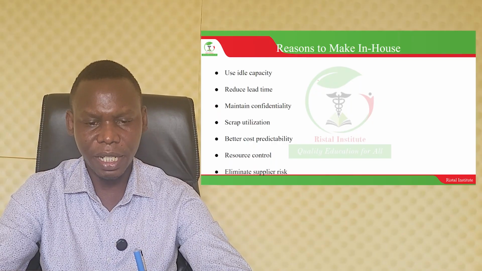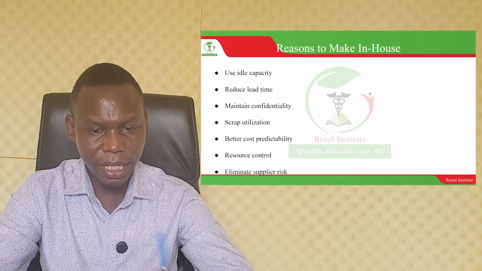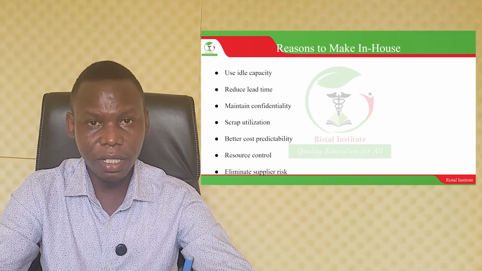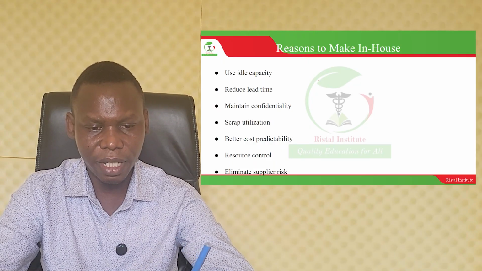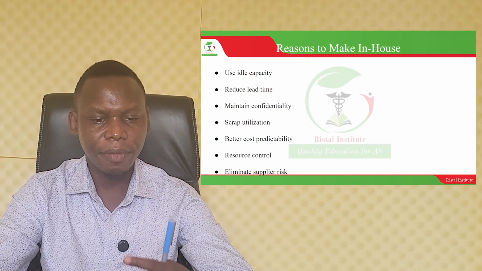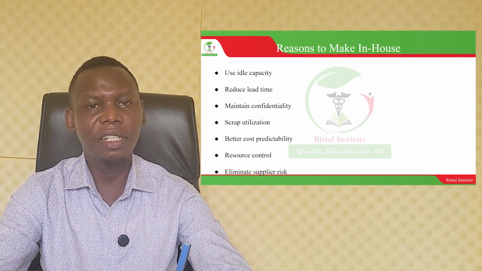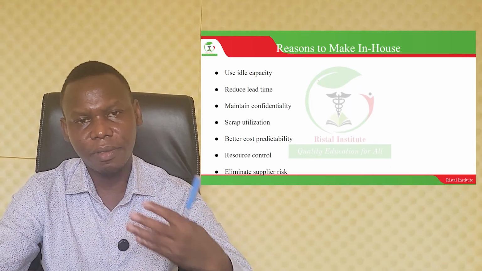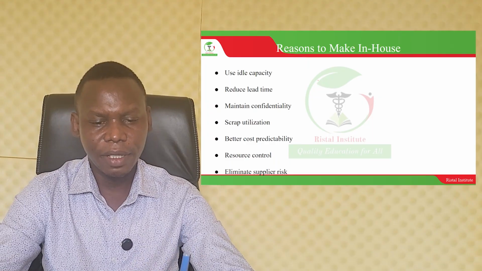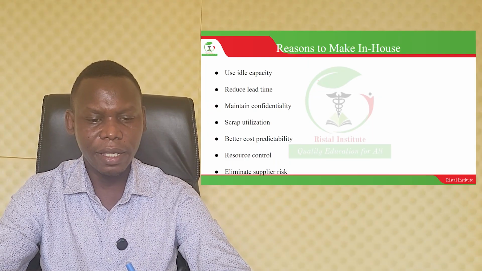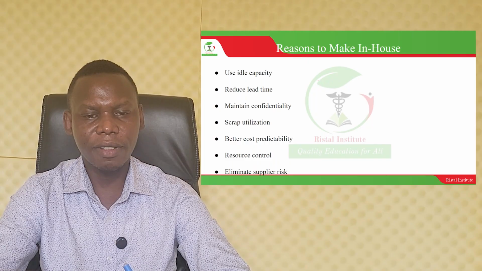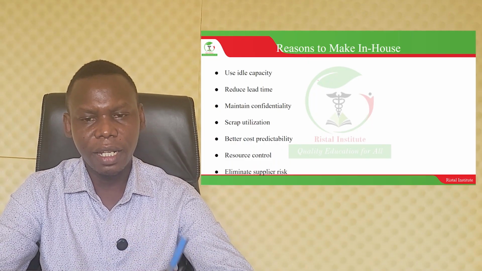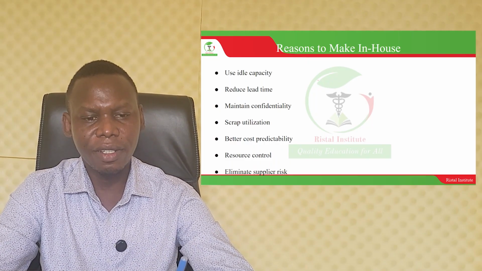Better cost predictability. We can predict the cost as a company, so the company will make. Resource control: if we need to control our resources ourselves, not an outsider, the company will also make. Eliminate supplier risk, also the company will make. Let's look at the reasons to buy. Those are reasons to outsource.